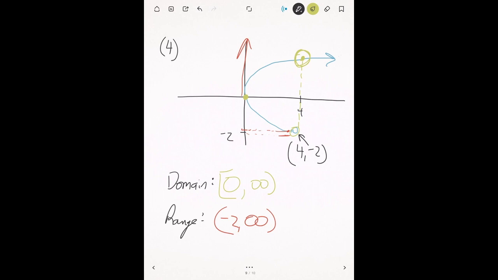Now, some of these points, like for example 2, some of them have 2 coordinate points that match up with that. But 4 is one of them that has only 1. Same thing with 5. That only has 1 coordinate point. So we don't need to worry about that. We don't need to worry about 4. We're going to include it. So really, we're going to say the domain goes from 0 to infinity. All of these x values have at least 1 coordinate point they're matched up with.